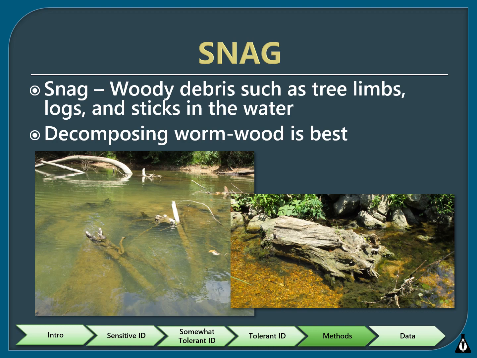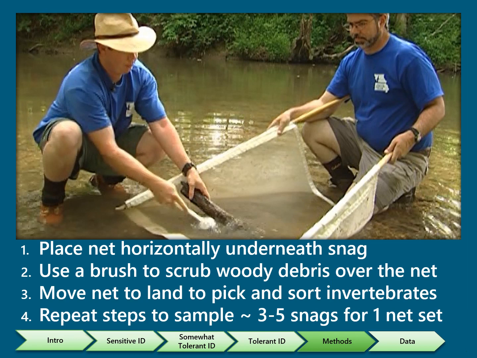Once the debris begins to decompose, it becomes soft and invertebrates start to move in. To sample a snag or woody debris, place the net horizontally under the woody debris. Use a stiff bristled brush to scrub the surface of the snag. The goal is to dislodge the invertebrates so they fall or float into the net. Do not use your bare hands. Move the net to land and pick and sort invertebrates into a sorting tray.